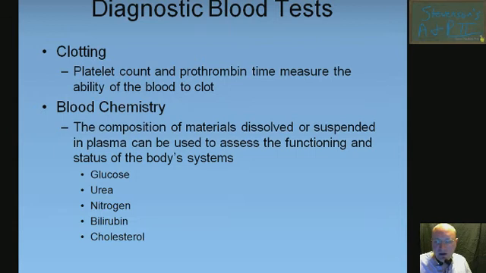Okay, clotting. Platelet count and prothrombin time measure the ability of the blood to clot, and then the blood chemistry: the composition of materials dissolved or suspended in plasma can be used to assess the functioning and status of the body systems, including glucose, urea, nitrogen, bilirubin, and cholesterol.